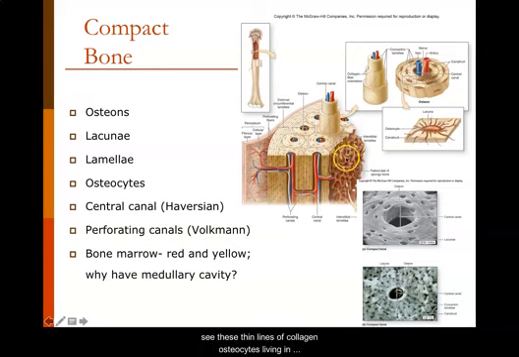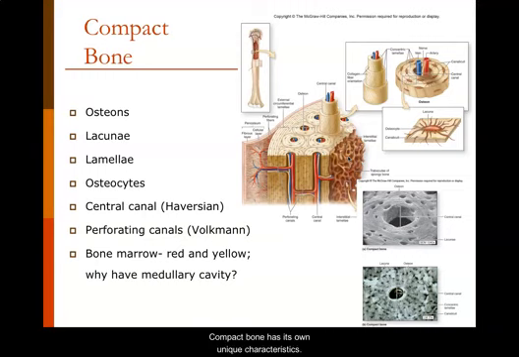So when you see these thin lines of collagen, osteocytes living in lacunae, again, the bone itself will have a similar appearance to cartilage when it's stained, especially with H&E, with the pink collagen in the extracellular matrix, the osteocytes living in lacunae. But that is going to be spongy bone when you see these thin little, almost like spider web network.